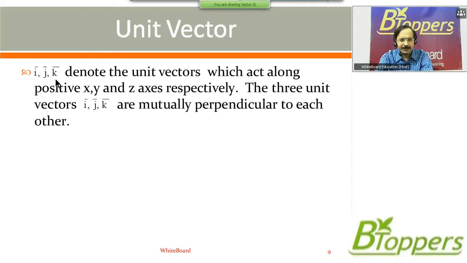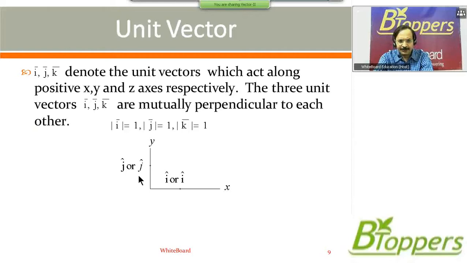I bar, J bar, K bar denote the unit vectors which act along the positive x, y and z axis respectively. The three unit vectors I bar, J bar, K bar are mutually perpendicular to each other. We can write mod of I bar equal to 1, mod of J bar equal to 1, mod of K bar equal to 1. The unit vector I cap or I bar acts along the positive x-axis. The unit vector J cap or J bar acts along the positive y-axis. The unit vector K cap or K bar acts along the positive z-axis.